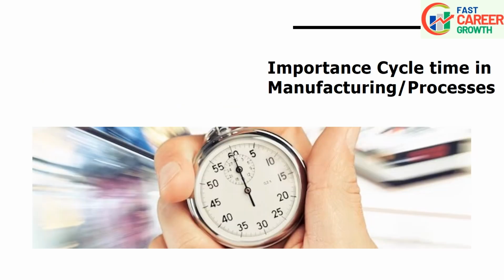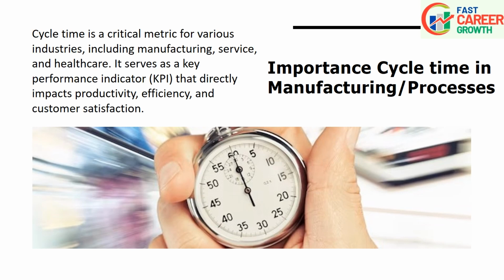Next is importance in manufacturing processes. Cycle time is a critical metric for various industries, including manufacturing, service, and healthcare. It serves as a key performance indicator, KPI, that directly impacts productivity, efficiency, and customer satisfaction. In manufacturing, a shorter cycle time often translates to higher production rates, reduced costs, and faster response to customer demand. A shorter cycle time indicates a faster, more efficient process.